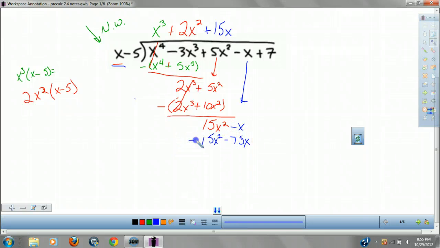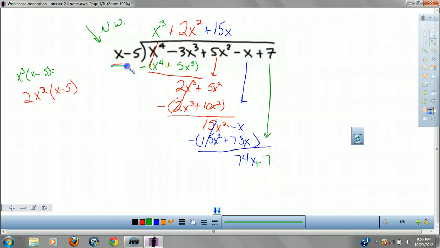Alright, now we're going to distribute our negative sign through here. That's going to become positive. These guys cancel. We end up with 74x. I'll bring down our next term, which is plus 7.